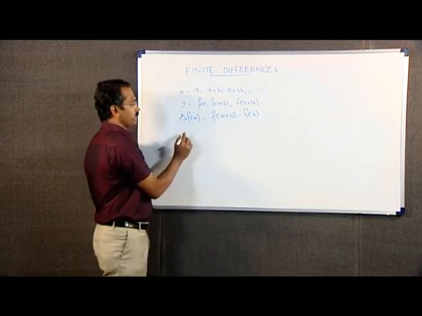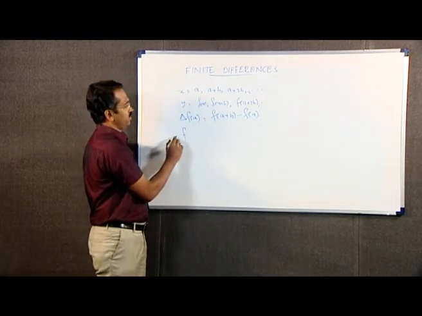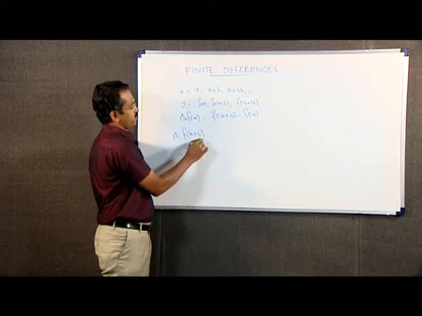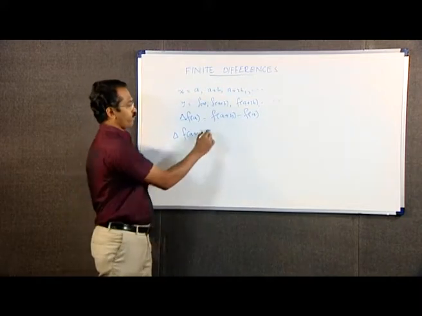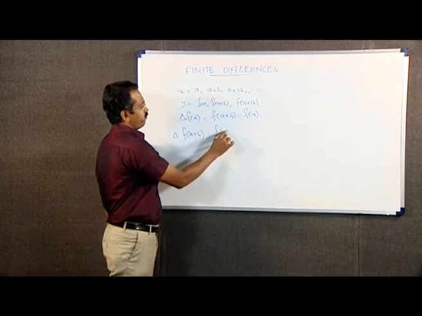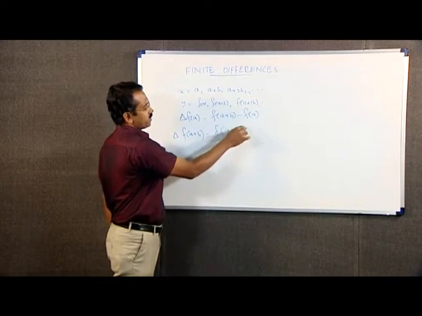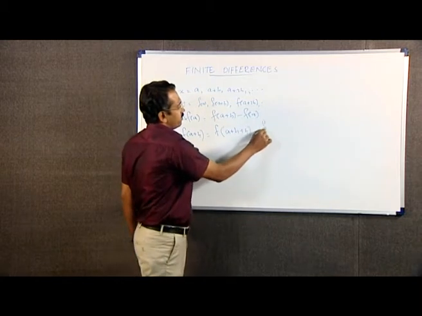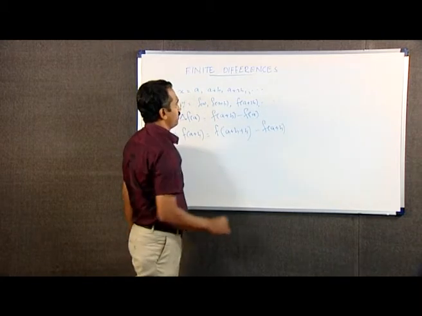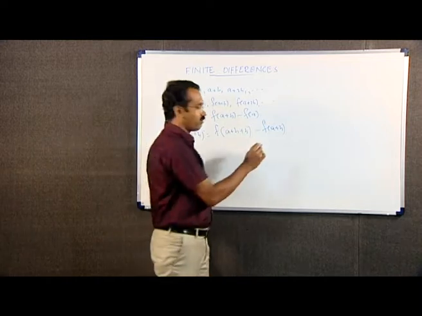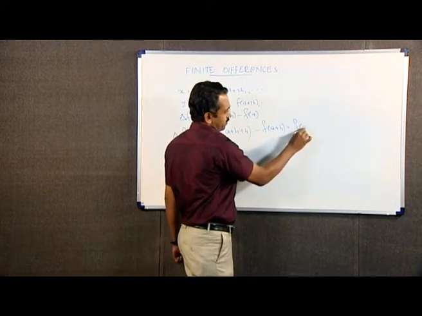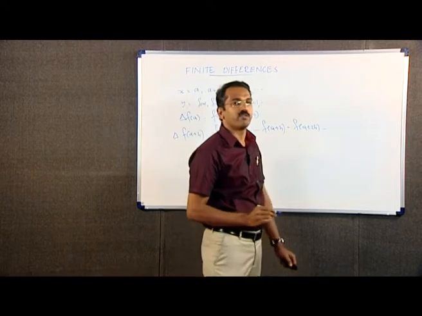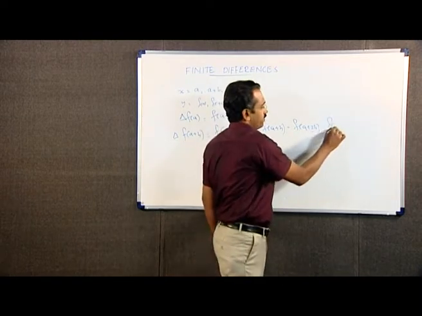Using this definition, we can write delta f of a plus h, that is equal to f of a plus 2h minus f of a plus h.